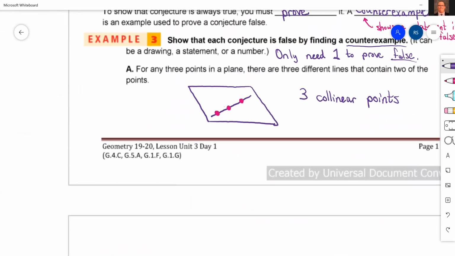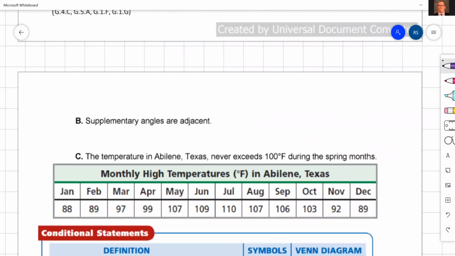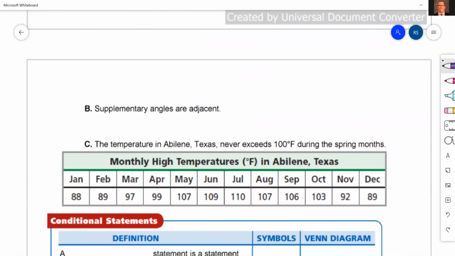Okay, on to the next one. On the back now. Supplementary angles are adjacent. Well, remember, supplementary means they add to equal 180. So, I mean, if we drew one like this, then yeah, that works. But what about if we drew one like this?